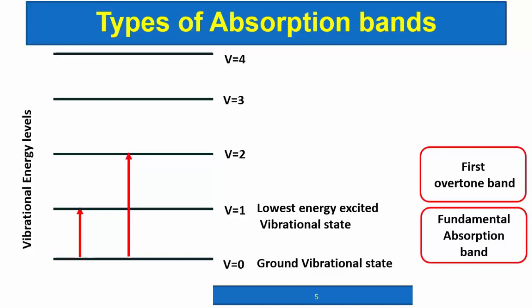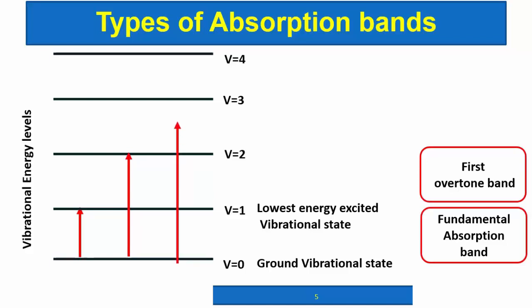Here it is causing transition from nu 0 to directly nu 2, and that is known as first overtone band, because nu 0 to nu 1 is equal to fundamental absorption band, and here it is double, so this will be known as overtone, and this is first overtone band.